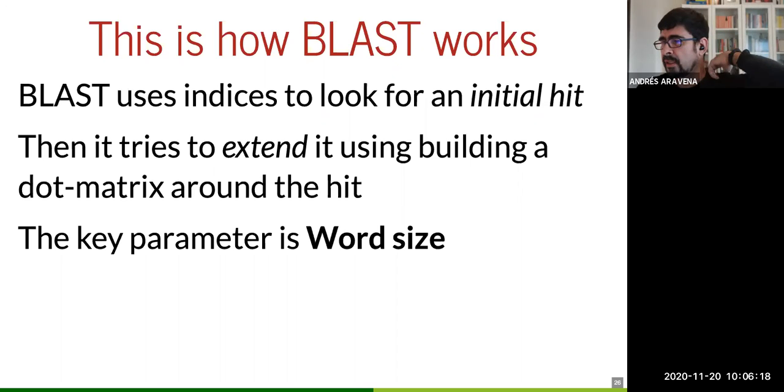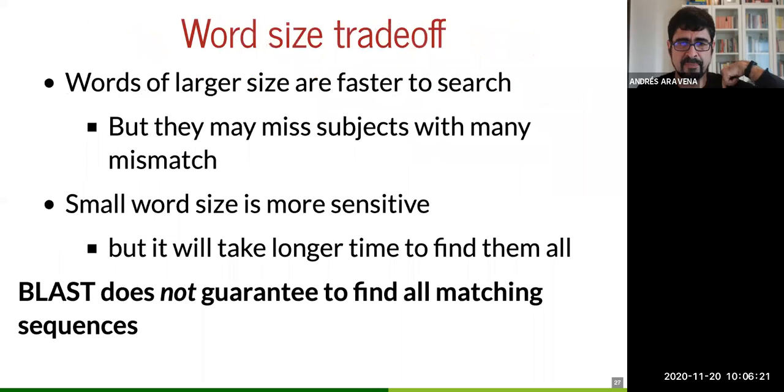Let me show you the next slide. You have a parameter that I will show you in a minute. The parameter is called word size. And when you set the word size, you have the option of making it very big, in which case the search will be very fast, essentially because big words don't happen very often. So it will quickly find all the places where that big word exists. But you have the risk, if the word is very big, that if they appear with a mismatch, then you will not see them.